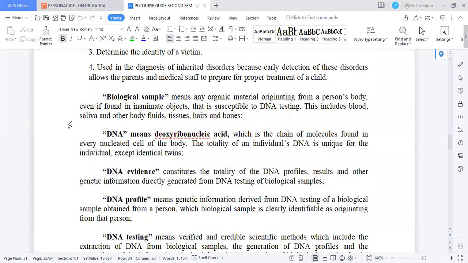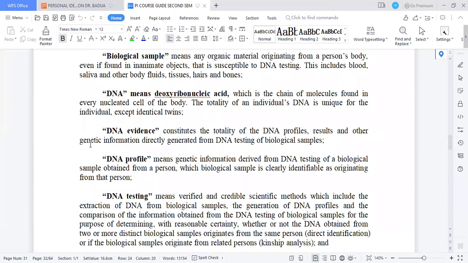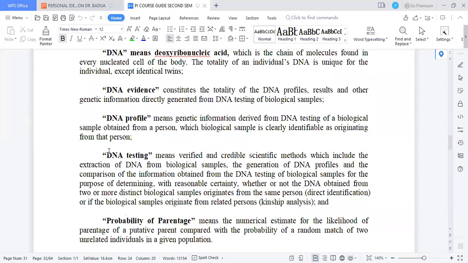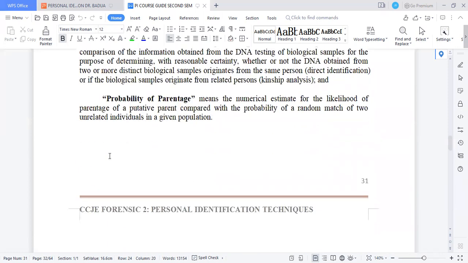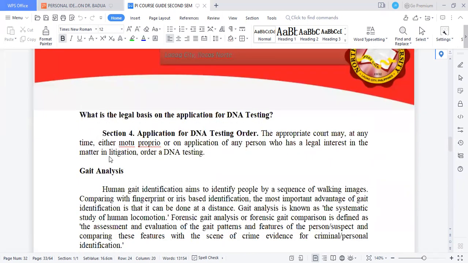So you can just have a browse on the different terminologies so that you could enrich your vocabulary, since these are legal terminologies that are being used in the field of this science.